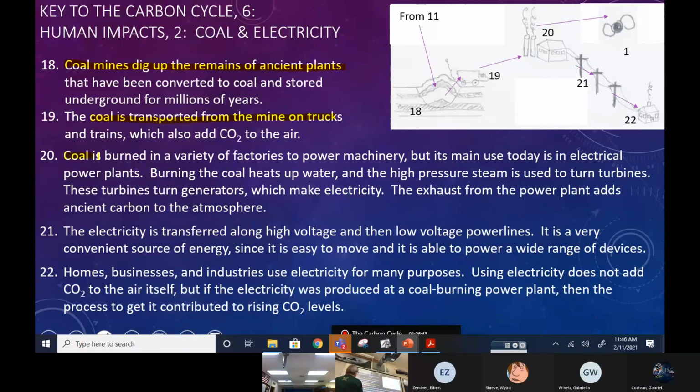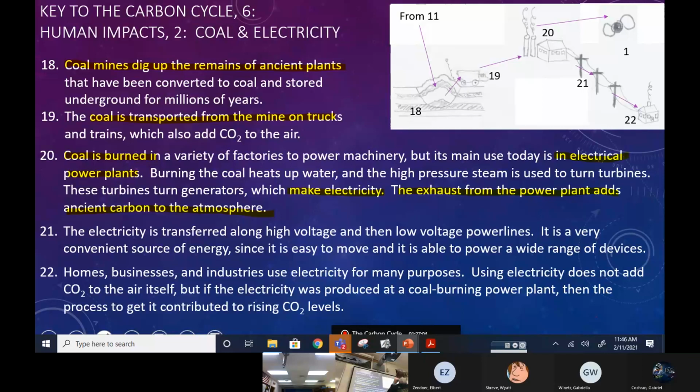So then we burn the coal, primarily in electrical power plants. And this will make electricity. And then their exhaust adds that ancient carbon to the atmosphere.